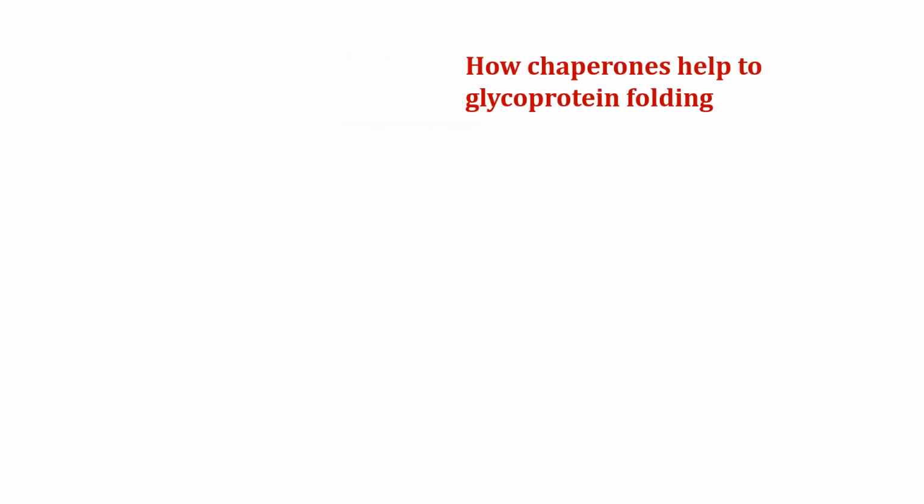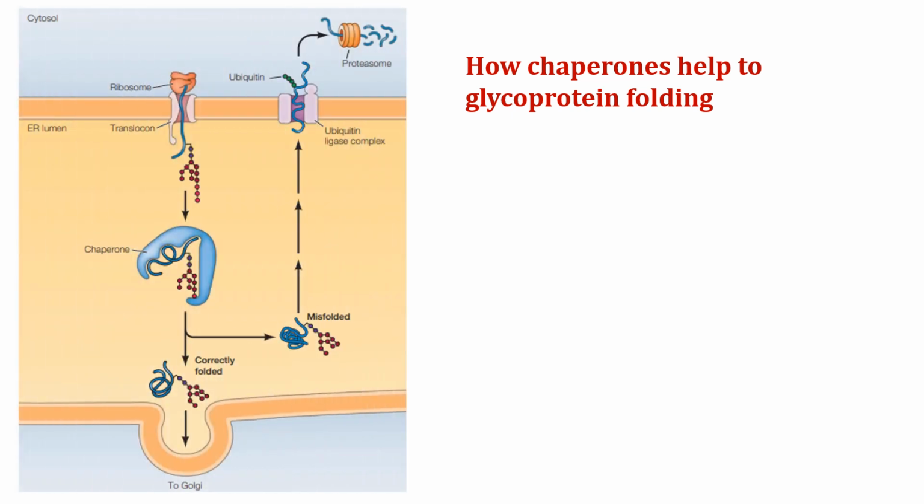Okay, so how do chaperones help glycoprotein folding? The chaperone assists the glycoprotein in folding into its correct conformation. As described in my previous video, the ribosome synthesizes the polypeptide chain, and this polypeptide chain translocates into the ER. Here it is glycosylated by N-linked glycosylation, that is, the oligosaccharide binds to the asparagine residues in N position. Now the chaperones help in protein folding.